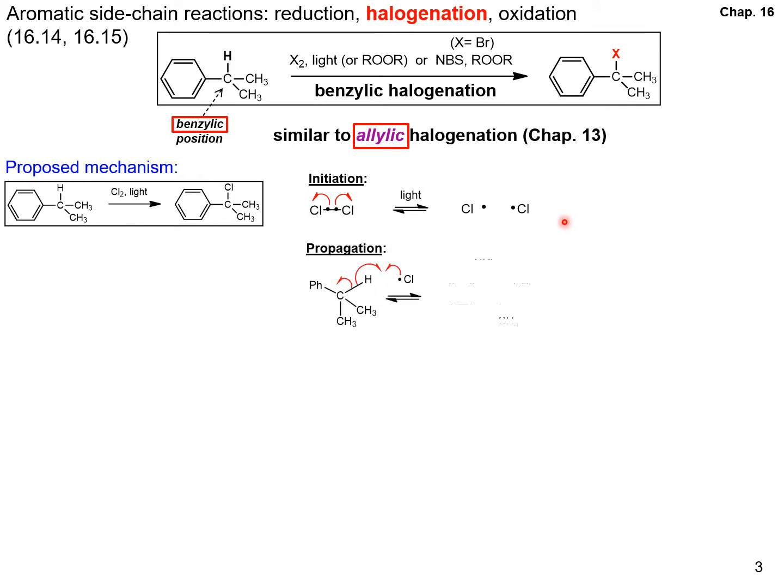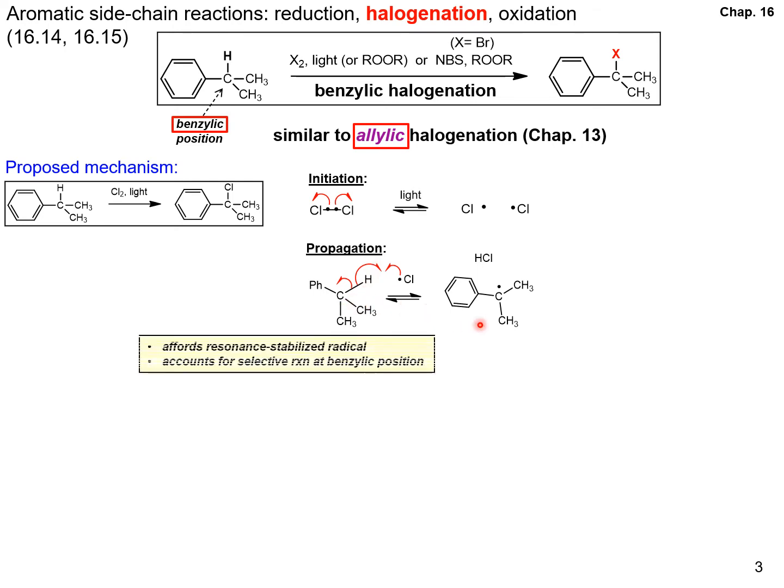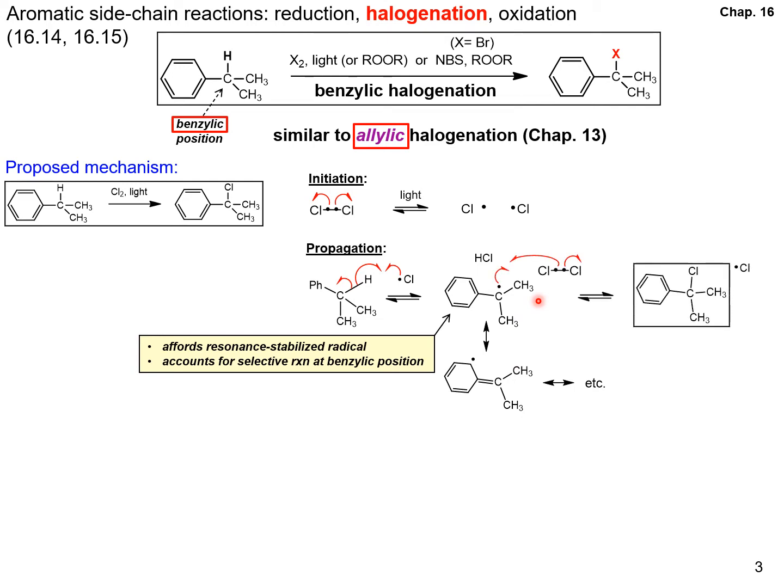In propagation steps, the chlorine radical will remove a hydrogen radical from this CH bond, which would then lead to this benzylic radical. This is resonance stabilized, where the radical is delocalized. This accounts for the selective reaction at the benzylic position as opposed to any other place in the molecule, because only by removing this benzylic hydrogen are we going to end up with a resonance stabilized radical. The second propagation step involves the radical reacting with molecular halogen, and you end up with this corresponding benzylic halide.